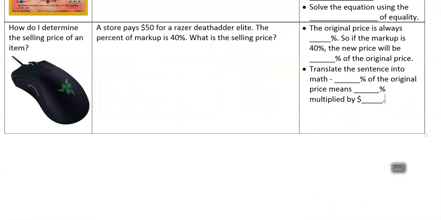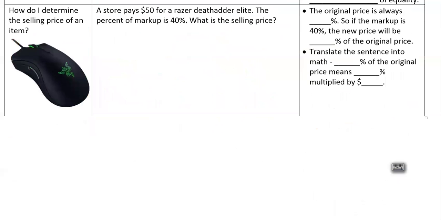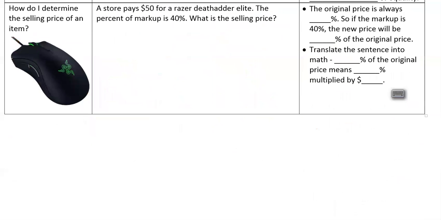All right, next question. It looks like we have a mouse here. I'm not talking about the type that eat cheese. Okay, how do I determine the selling price of an item? A store pays $50 for a Razor Death Adder Elite. I can't even pronounce that. The percent markup is 40%. What is the selling price?